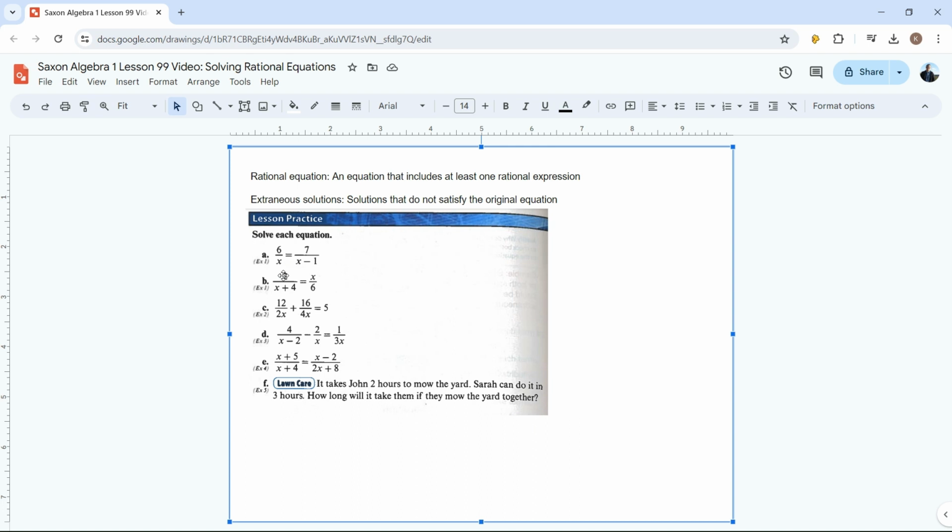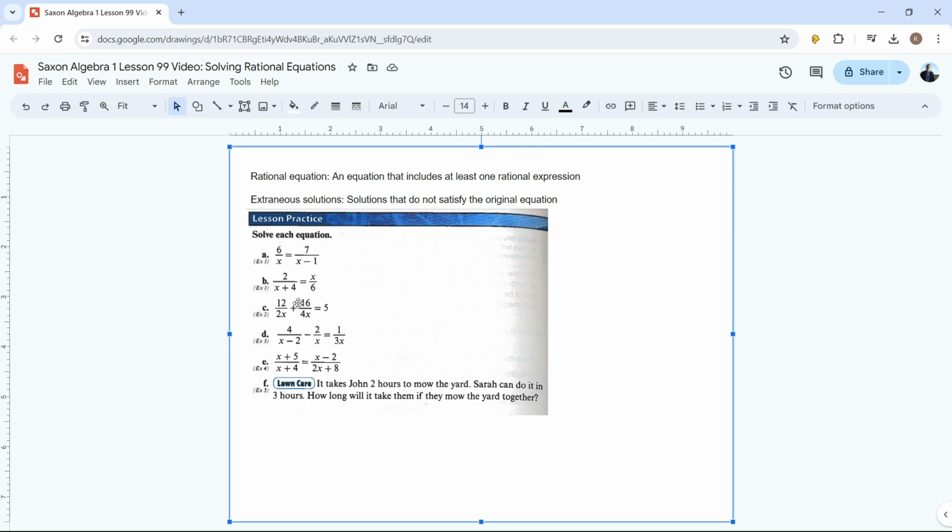All right, we're going to solve some equations, and I'm just going to tell you the first thing we need to look for is, do we just have one fraction on either side of the equal sign? Look at letters A and B. Notice in letters A and B, one fraction equals one fraction. When we have a fraction on either side of the equal sign, these are going to be really easy. But look at letter C. Notice in letter C, I have two fractions on one side of the equal sign. That's going to make things a little bit harder.